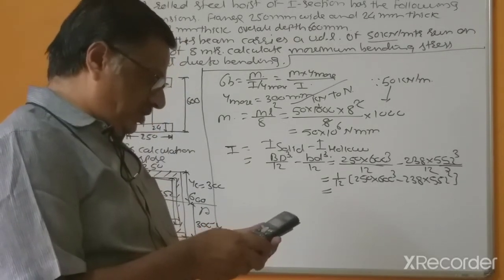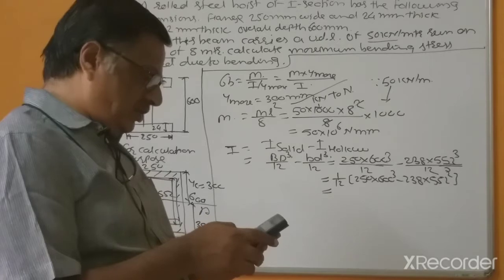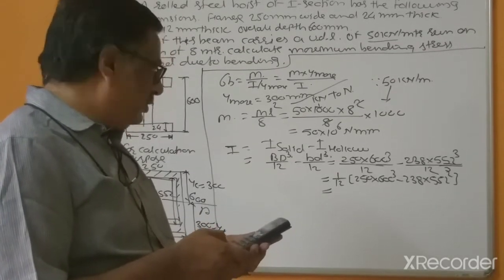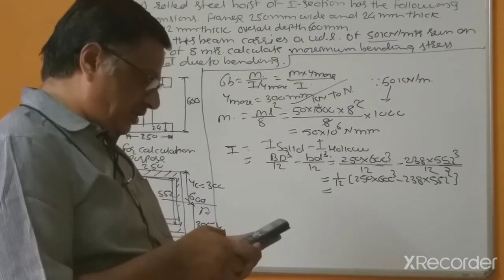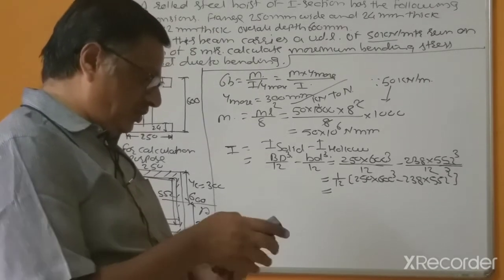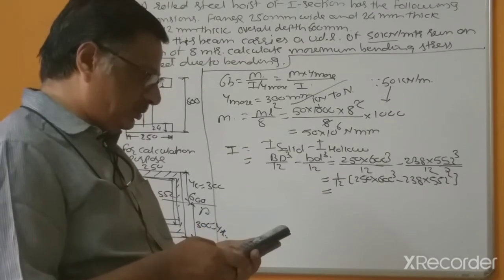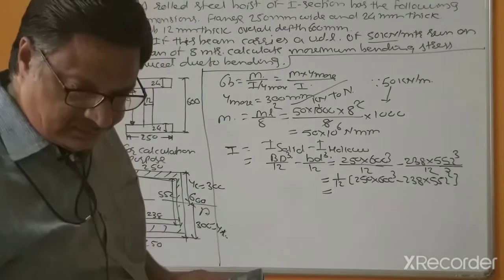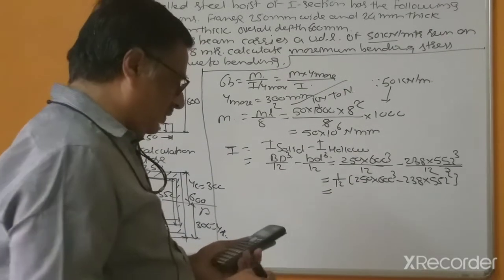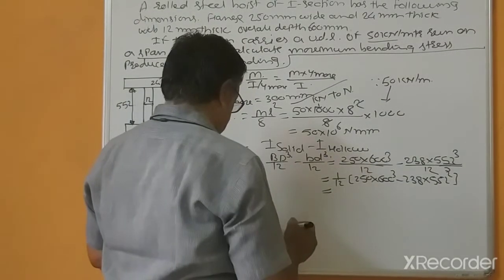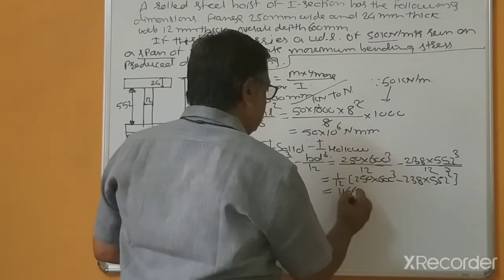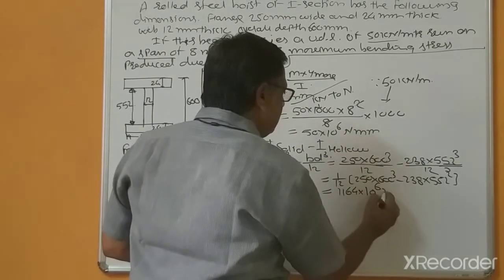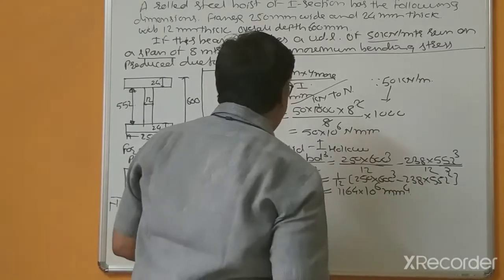250 into 600 cube minus 238 into 552 cube divided by 12. This is equal to 1164 into 10 to the power 6 mm raised to 4.